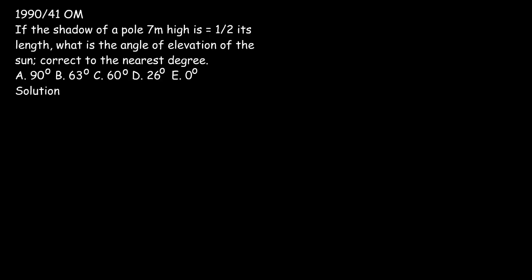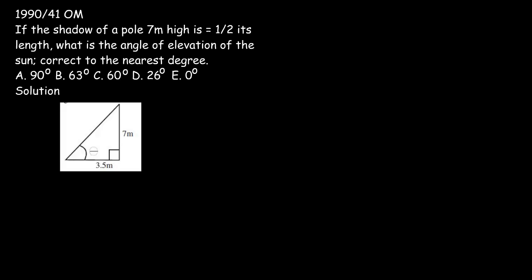We have another question that states that if the shadow of a pole 7 meters high is equal to half its length, what is the angle of elevation of the sun correct to the nearest degree? Now our pole is 7 meters, which means if the shadow is half of that, the shadow will be 7 divided by 2, which is 3.5. Now representing this in a diagram, we get the diagram as shown on the screen. We have our opposite, which is 7 meters, and our adjacent, which is 3.5 meters.